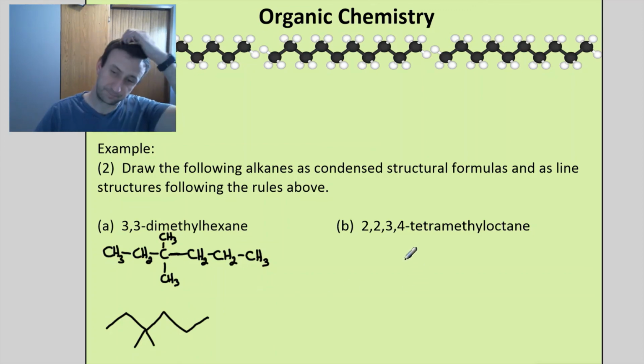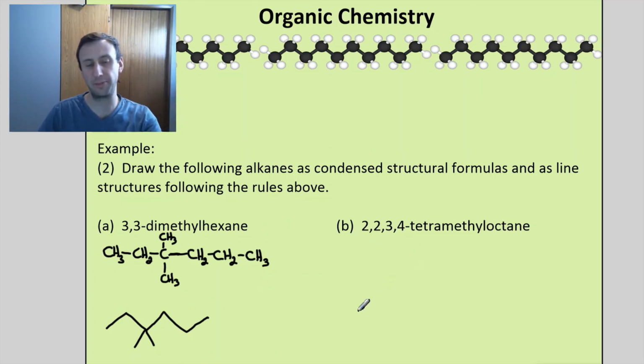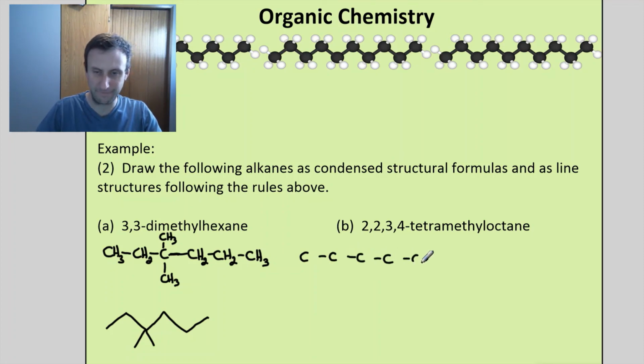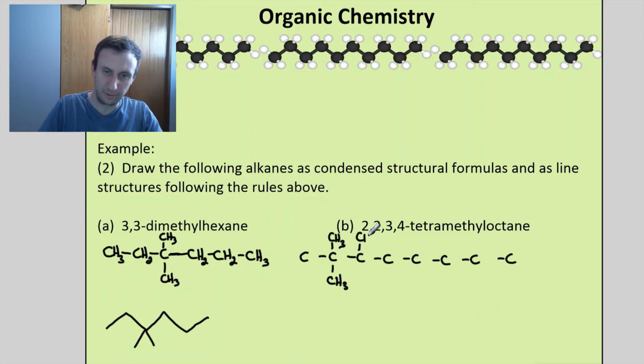All right. 2,2,3,4-tetramethyloctane. So you could give this one a try, but I'm going to have 8 carbons in a row. So 1, 2, 3, 4, 5, 6, 7, 8. I have methyls on the second carbon, 2, 2. On the third carbon, 3. And on the fourth carbon, 4. It doesn't matter if I put these on the top or the bottom. It's the same, right? I could have drawn these down below. Wouldn't have mattered. Let's fill out our hydrogens now.